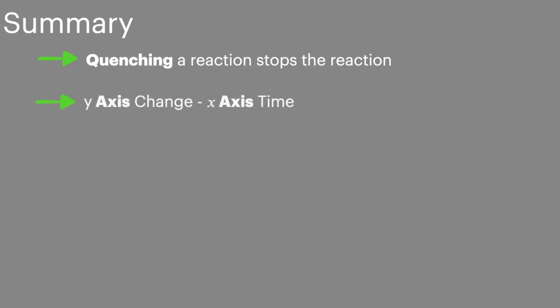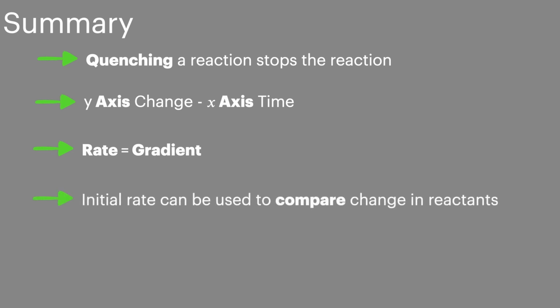So in summary of the important points from this episode, first off, quenching a reaction stops the reaction. Secondly, the y-axis is where we plot the change of the reactants or the products, and the x-axis is where we plot the time. Rate equals gradient, and this can be worked out by using a tangent on a curved line. Initial rate can be used to compare the change in reactant concentrations. And finally, the initial rate takes the gradient at t equals 0.